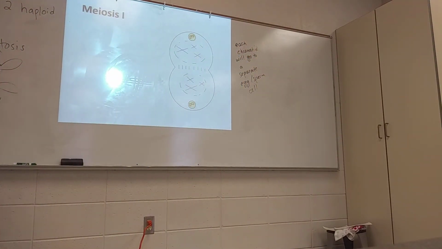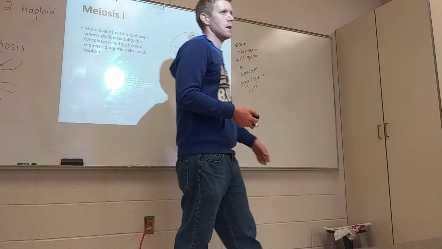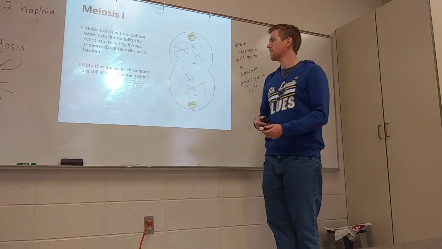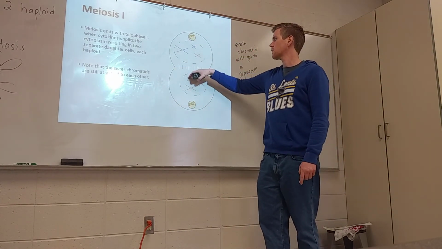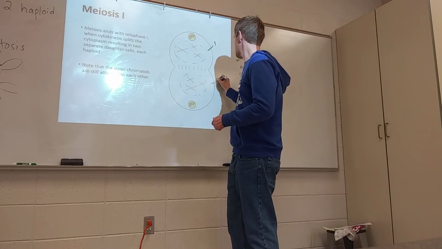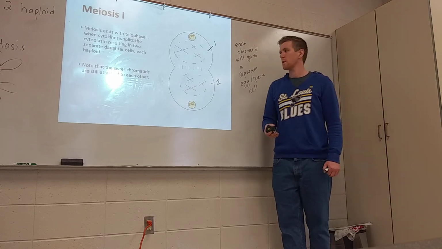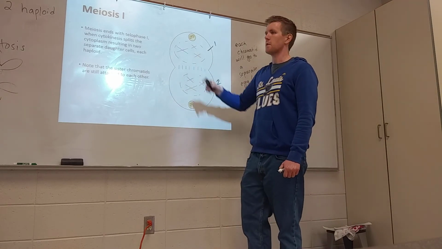So now we're in telophase 1. In telophase 1, we have cytokinesis, which is the cytoplasm splitting. And by the time this is done, we have 2 daughter cells, each with 1 copy of each chromosome.